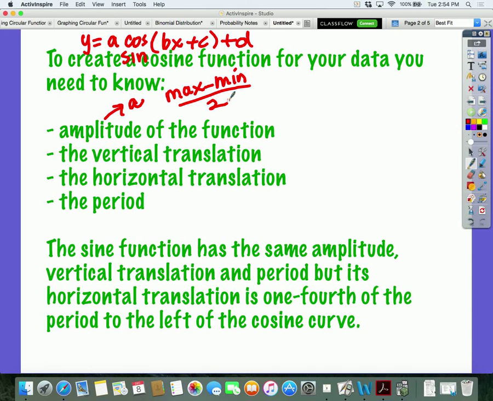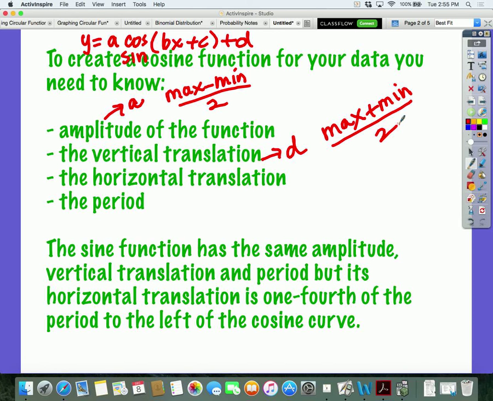Your vertical translation is associated with what variable? D. And to find that, we can take our max plus our min and divide it by 2. And sometimes knowing that can actually be a lot easier than trying to do it some other way.